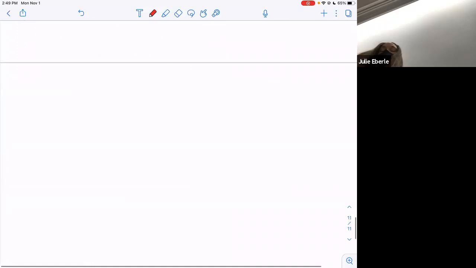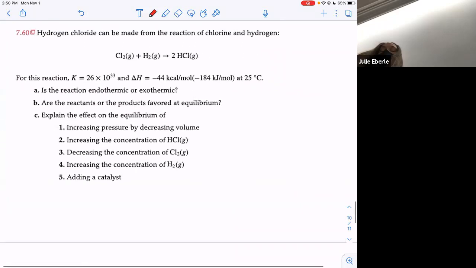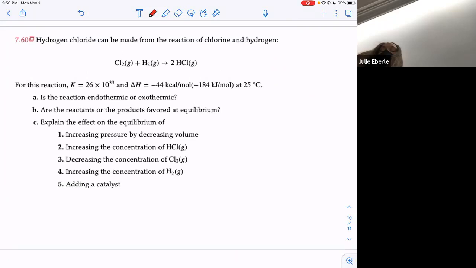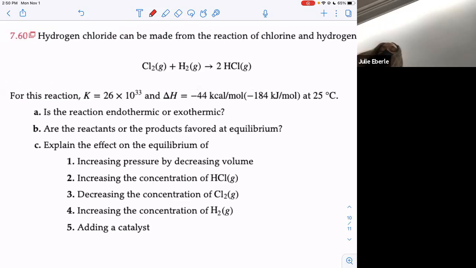Okay. I think this is the last problem I had planned, and then I'll take as many questions as y'all have. Hydrogen chloride can be made from the reaction of chlorine and hydrogen. For this reaction, K equals 26 times 10 to the power of positive 33. And delta H equals negative 44 kcal per mole or negative 184 kilojoules per mole at 25 degrees Celsius.